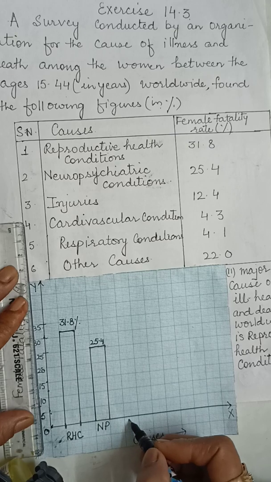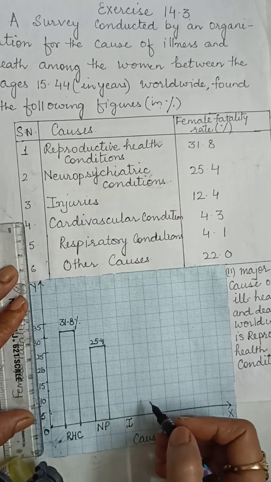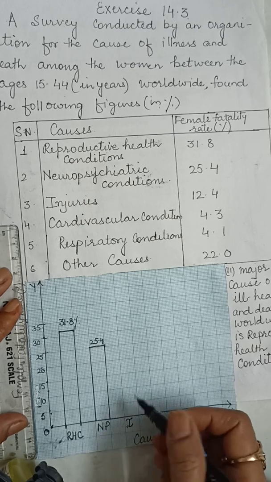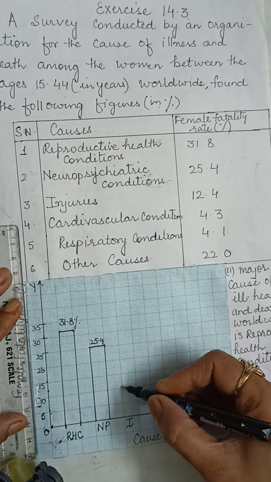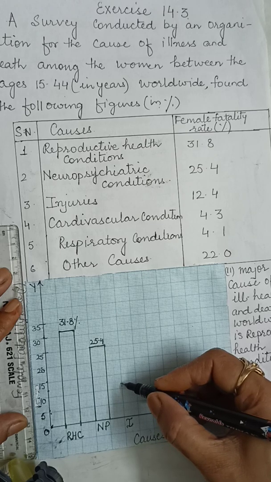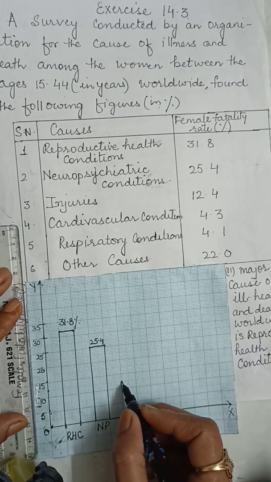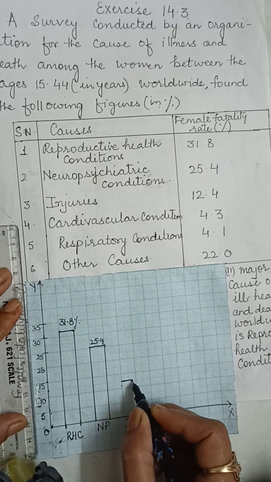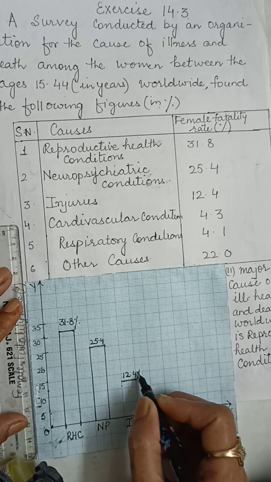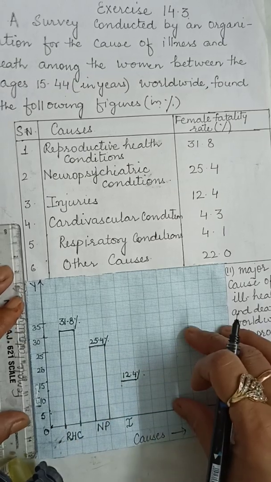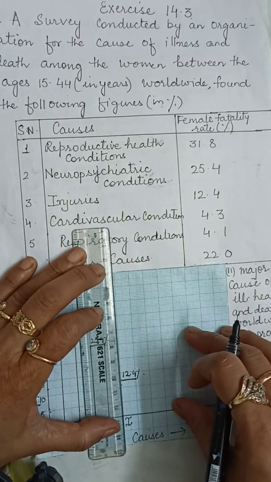Then we have injuries. We are representing it by I, and it is 12.4. So 12.4 is below 12.5. So we are taking here 10, 11, 12. Since 12.4 is below 12.5, we are taking it here. This is 12.4%. So make it join. 12.4% is injuries.